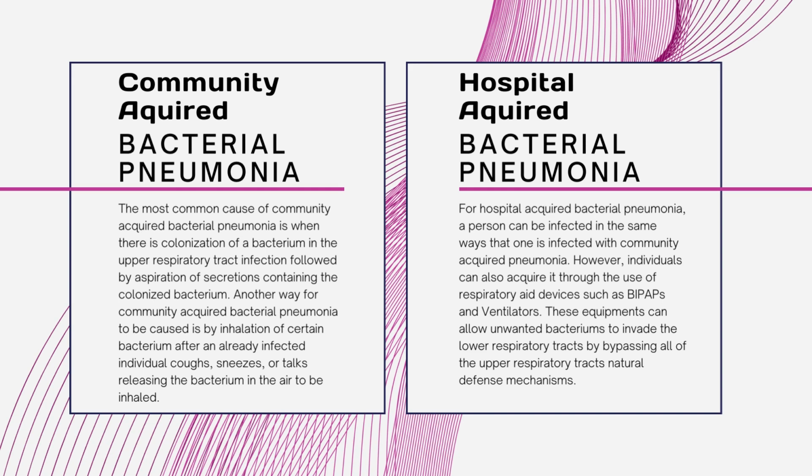Now, for hospital acquired bacterial pneumonia, a person can be infected in the same ways that one is infected with community acquired pneumonia. However, individuals can also acquire it through the use of respiratory aid devices such as BiPAPs and ventilators, and when a patient is intubated. This equipment can allow unwanted bacteria to invade the lower respiratory tract by bypassing all of the upper respiratory tract's natural defense mechanisms.